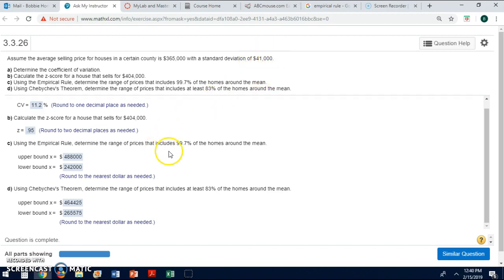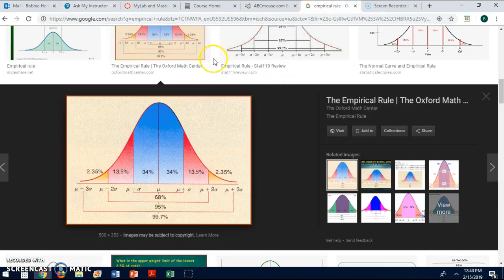So we have to figure out what the z-score is associated with a range of 99.7% of the homes falling around the mean. So the empirical rule, and I just pulled one up on Google. There are all kinds of graphics. There are some in your book and in your PowerPoint.